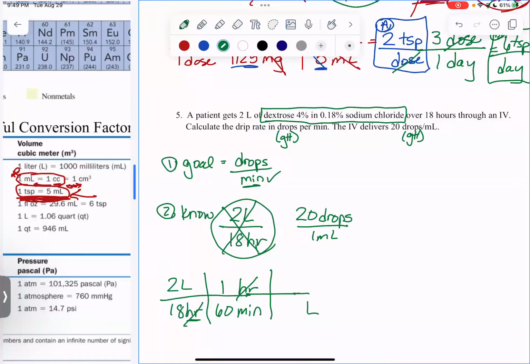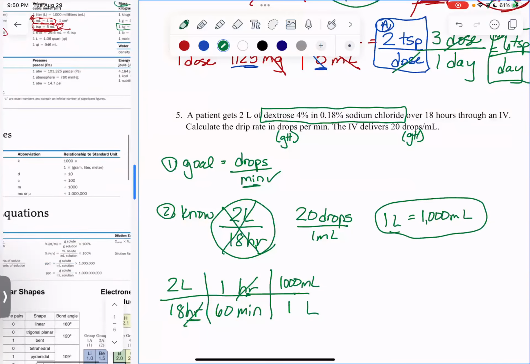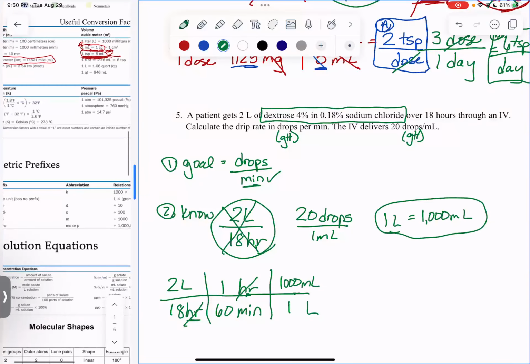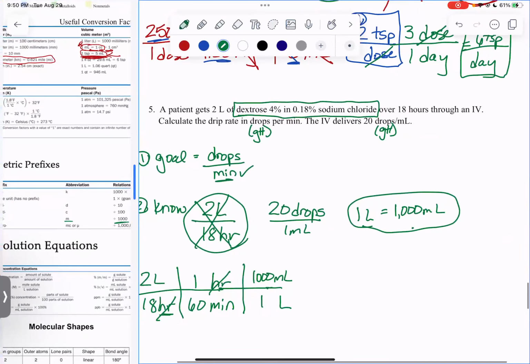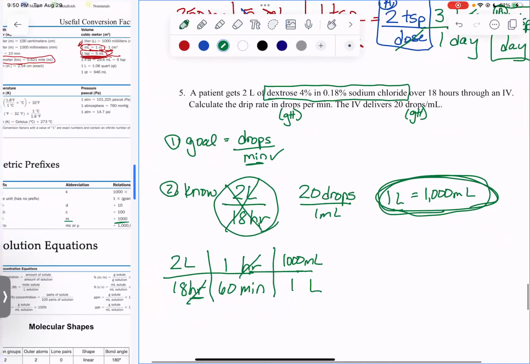Do I have anything that converts me straight from liters to drops? No. But what do I know? I know that in 1 liter, I have 1,000 milliliters. Then I can convert from milliliters to drops with this one. So let's use this relationship next. I know in 1 liter, I have 1,000 milliliters. Here, milli is divided by 1,000. So that gives you this relationship right here.